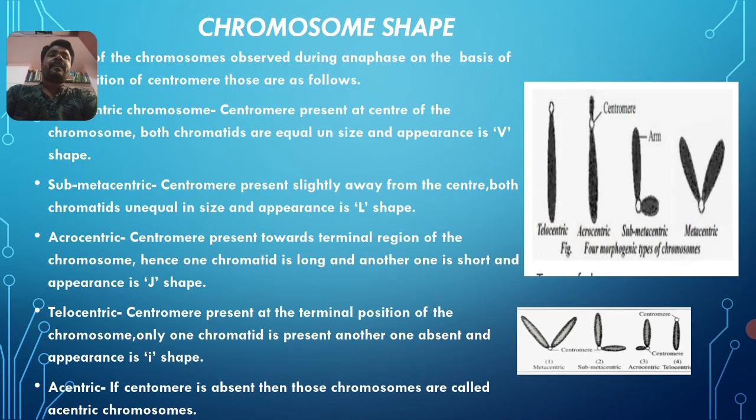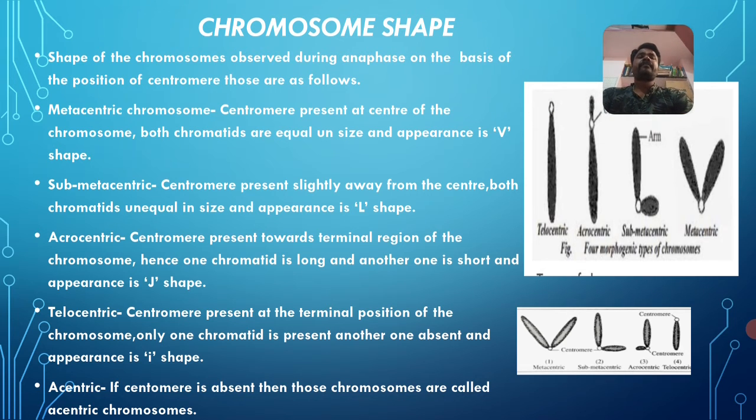Then coming to the shape of the chromosome. See, the shape of the chromosome is observed during anaphase on the basis of the position of the centromere. Those are: one is metacentric chromosome, second is submetacentric chromosome, third is acrocentric chromosome, and fourth is telocentric chromosome.